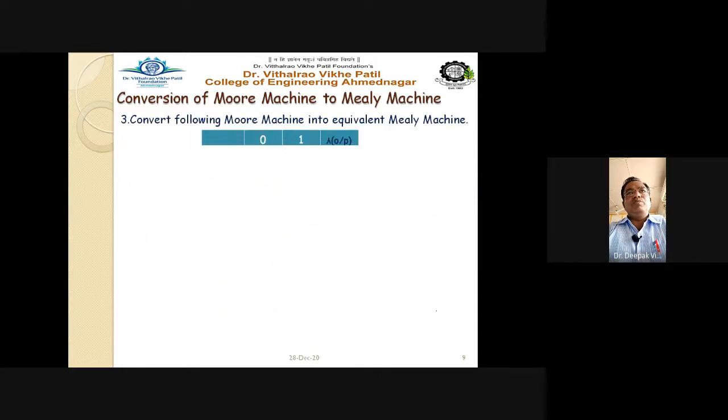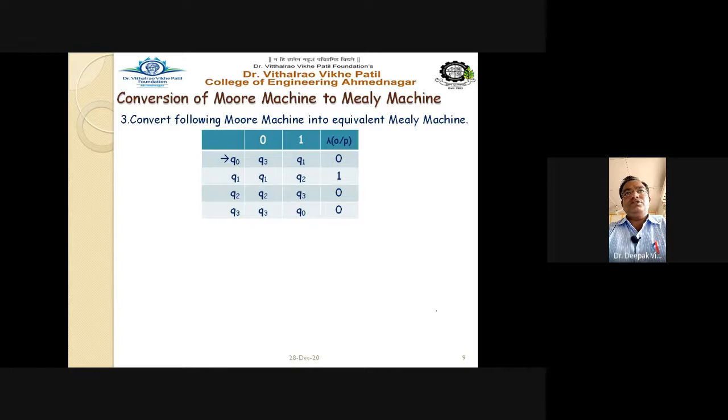Convert the following Moore machine into an equivalent Mealy machine. Here 4 states are given, q0, q1, q2, q3, and the lambda, that is nothing but the outputs. q0 always gives output 0, q1 gives output 1, and q2 and q3, these two states, always give output 0.